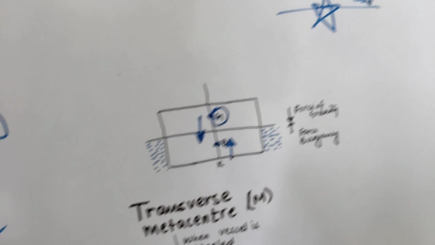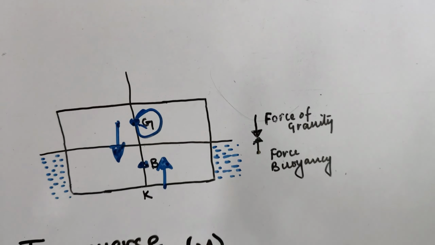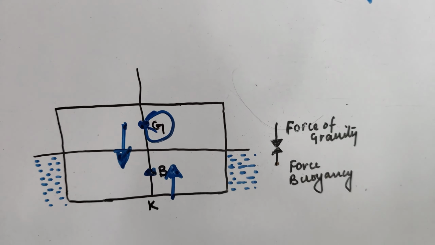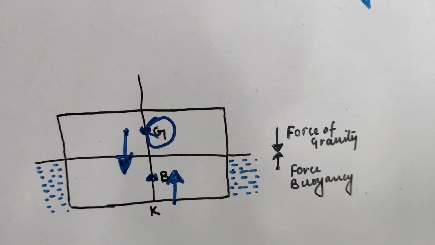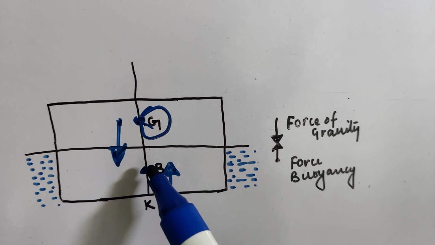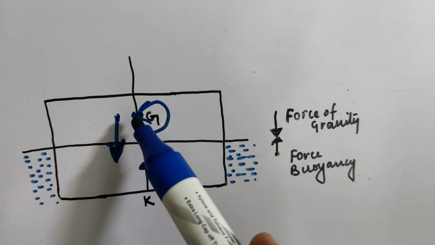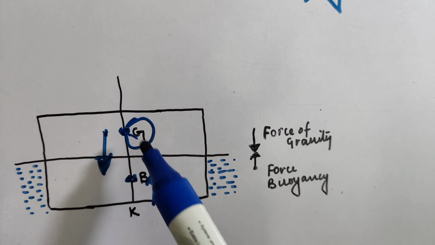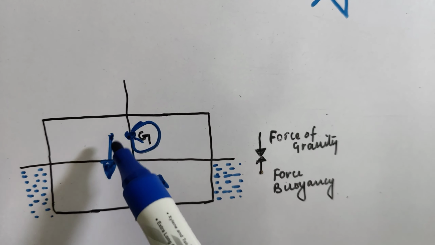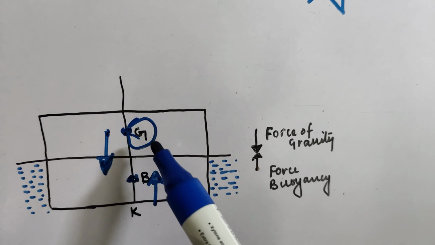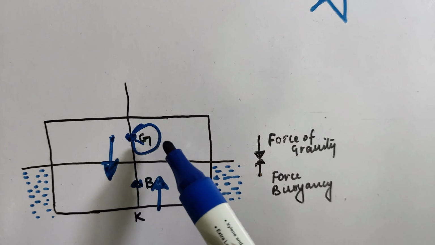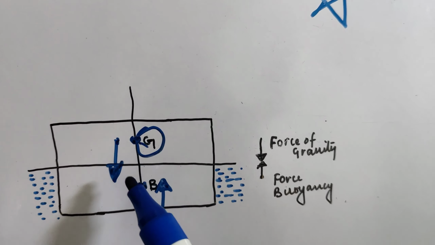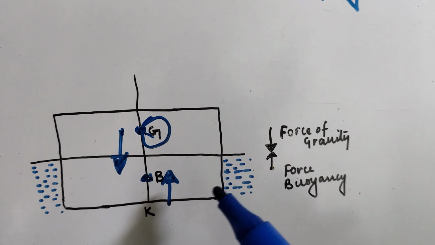Now we will discuss transverse metacentre. Before that, let's try to understand this picture. In this picture you can see the point B, known as center of buoyancy, and Z is known as center of gravity. From B there is a force of buoyancy which acts in upward direction, and from Z there is a force of gravity which acts in downward direction. Both forces are equal and in opposite direction, therefore this vessel is floating. I think you all have understood.